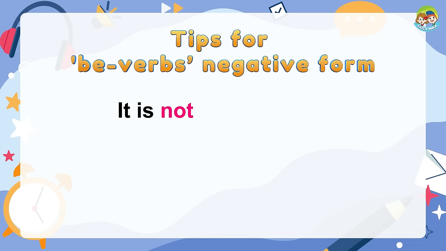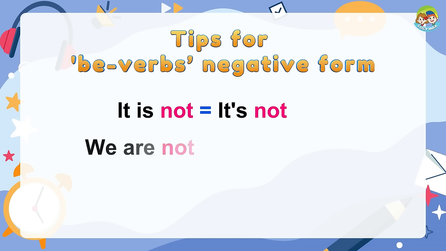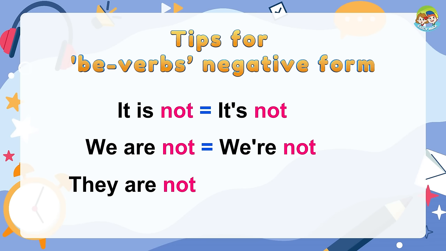It is not equals it's not. We are not equals we're not. They are not equals they're not. You can see not is put after all the be verbs.